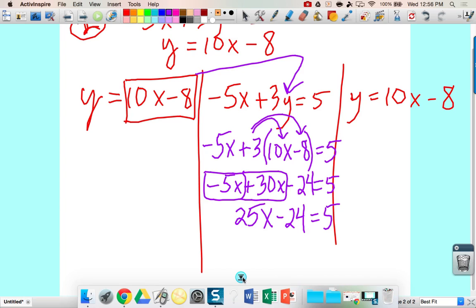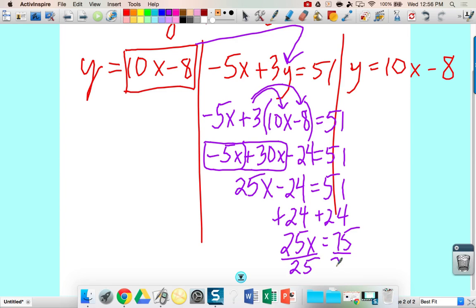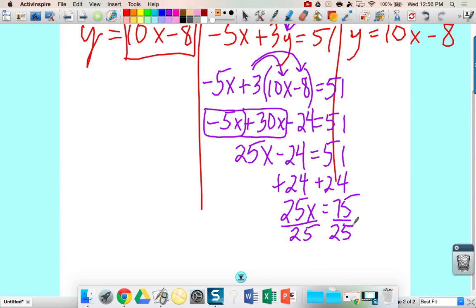Oh, is that supposed to be a 51? Yes, it is. I was like, well, 24 plus 5 is 29, and we aren't getting any fractions. Sorry, that's supposed to be 51. My bad. That's going to make more sense now. Is that 75? So x equals 3.